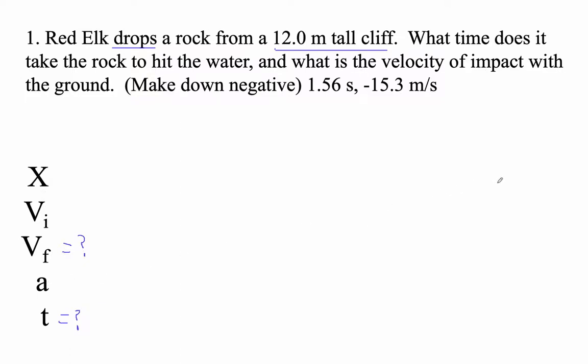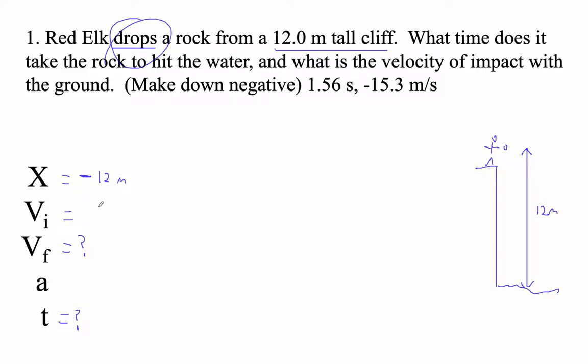Okay, so here's this cliff. Here's Red Elk dropping a rock, right? And this must be 12 meters here. So I'm going to say that our displacement is that the rock goes down 12 meters. The initial velocity, since he drops it, I'm going to say that's 0. And then the acceleration, we're on Earth. Red Elk lives on Earth, right? This is negative 9.8, okay?